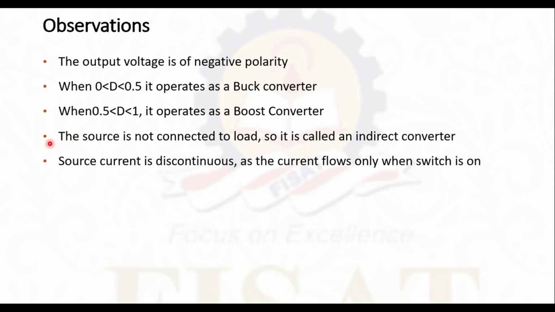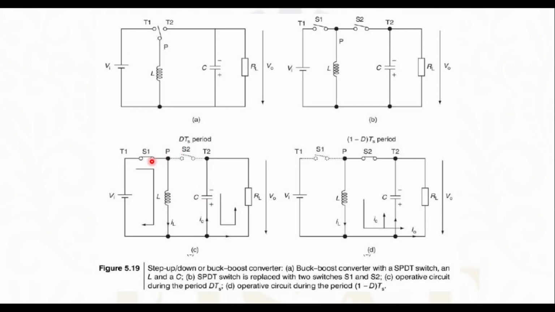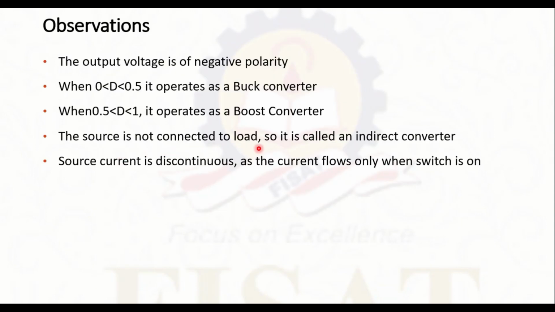Then the next point is the source is not connected to the load. Therefore, it is called an indirect converter. We can see from this figure there is no direct connection between the source and the load. So, in both conditions, that is in both the D·Ts as well as the (1 minus D)·Ts period, the input and the output do not have a direct path. So the source is not connected to the load, so it is called an indirect converter.